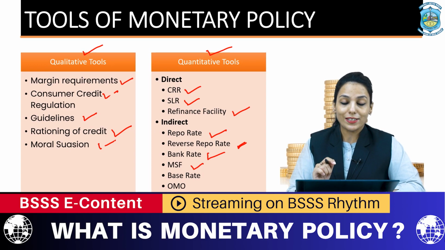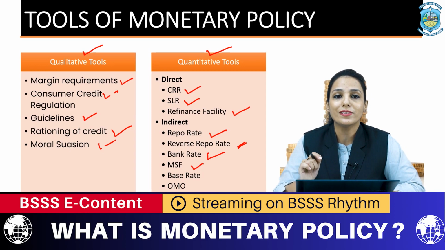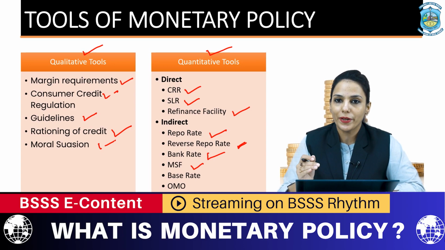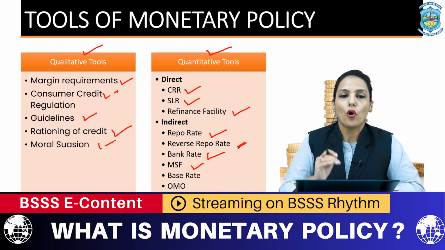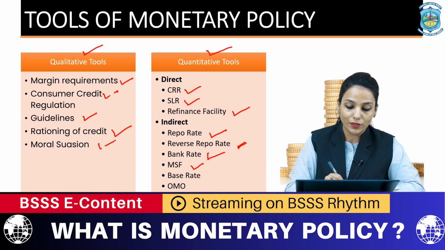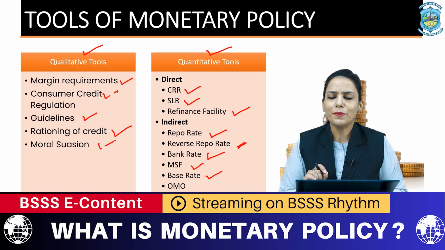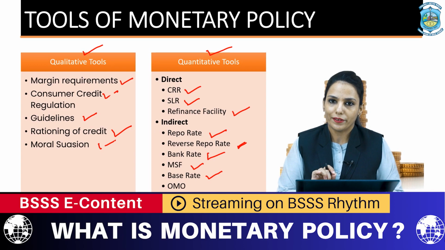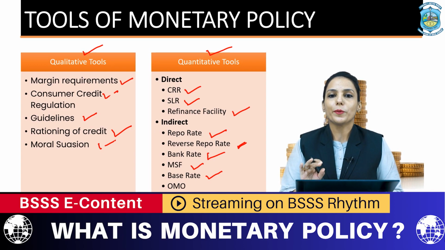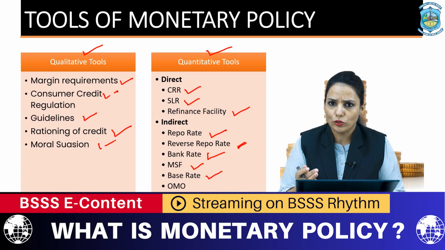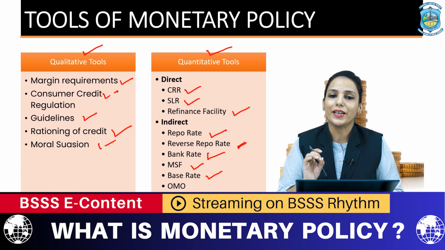Then comes MSF. MSF stands for Marginal Standing Facility. This is a mechanism through which commercial banks can borrow from the RBI against government securities on an overnight basis for emergency purposes. Then comes base rate. The base rate is the minimum interest rate below which the banks are not authorized to lend. The base rate includes all aspects of loan rate that are shared by all types of borrowers. Banks are permitted to calculate their real lending rates on loans and advances using the base rate.